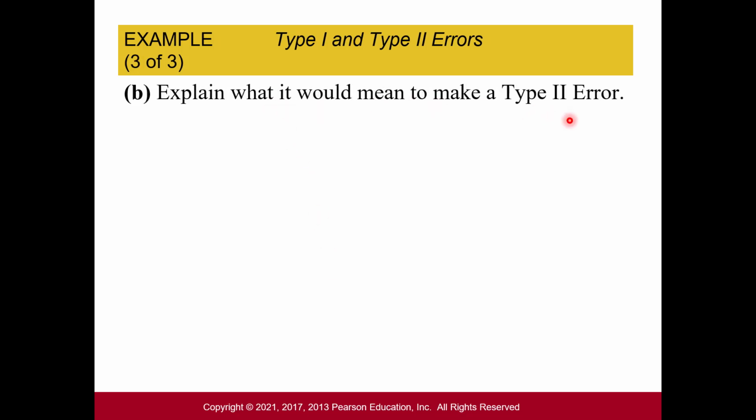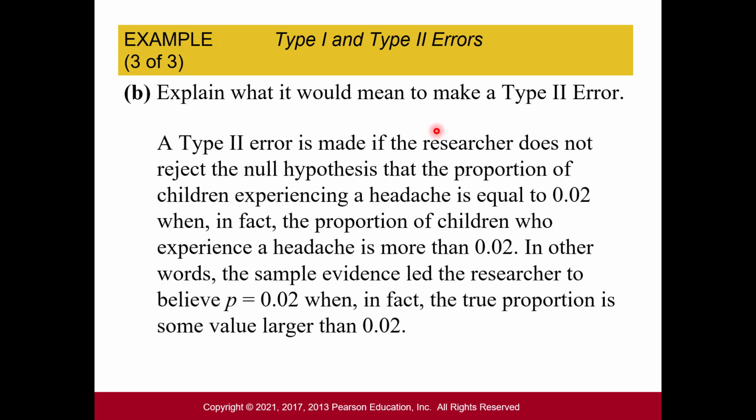So what would it look like to make a type 2 error? So remember, that's when the alternative hypothesis is true, but we still don't reject the null hypothesis. So in this case, the researcher doesn't reject the null hypothesis that the proportion of children who experience headaches is equal to 0.02, when in actuality, that proportion is greater than 0.02. So another way to say that is that the sample evidence actually led the researcher to believe that P equaled 0.02 when the true proportion is greater than that. Okay, so these are just examples with the values in there of the type 1 and type 2 errors.